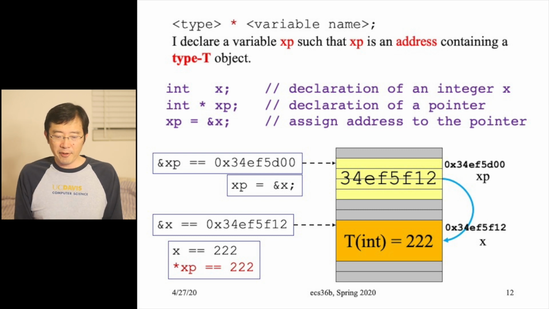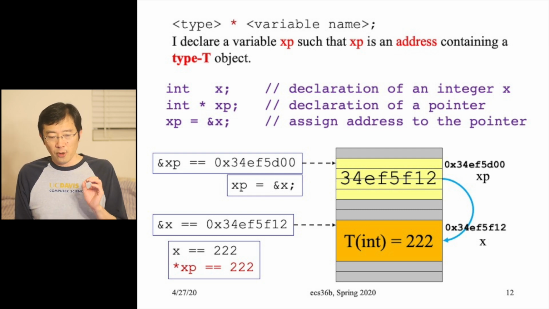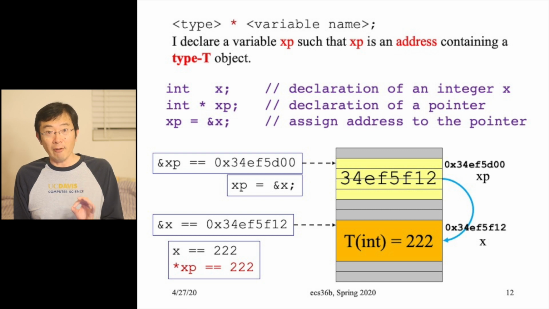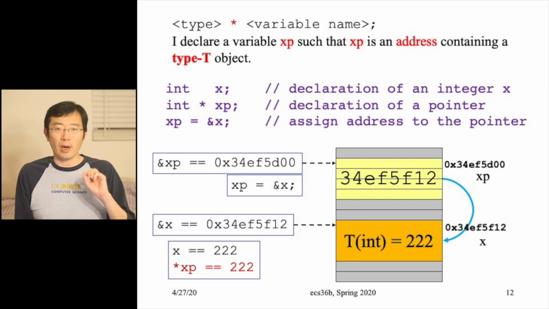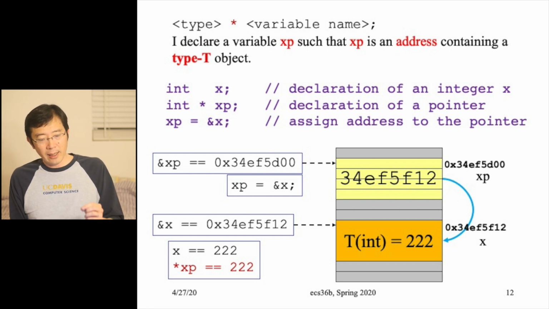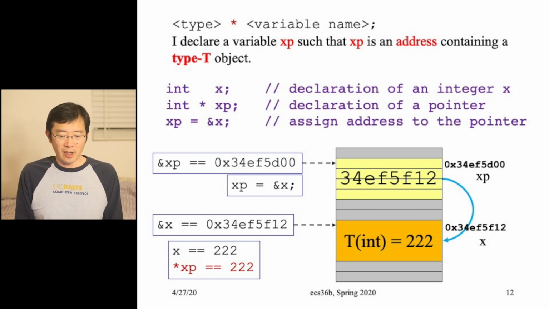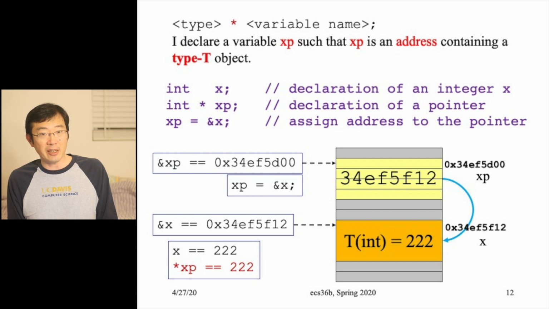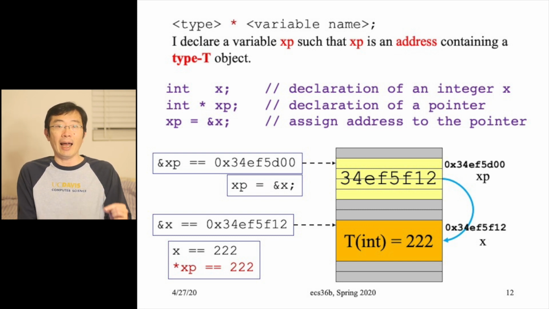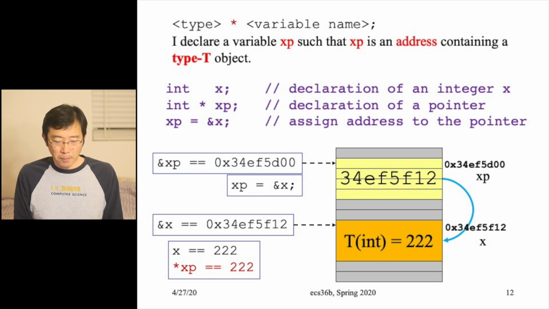So the example I gave you looks like this. For example, XP. The XP itself has this picture. I'm assuming you have a 32-bit architecture. So XP itself is a 32-bit integer, which I use to store an address. That's why the 4 bytes that XP has start with 0x34EF5D00. That's the address of XP as a variable.